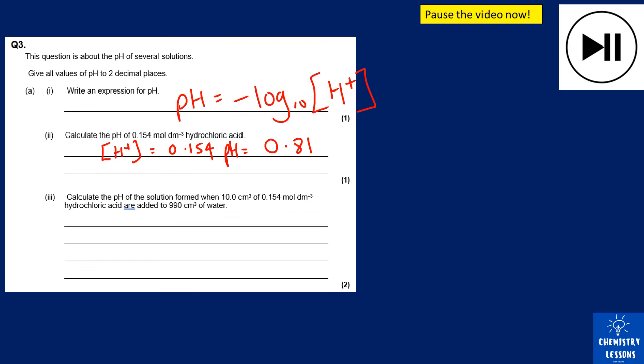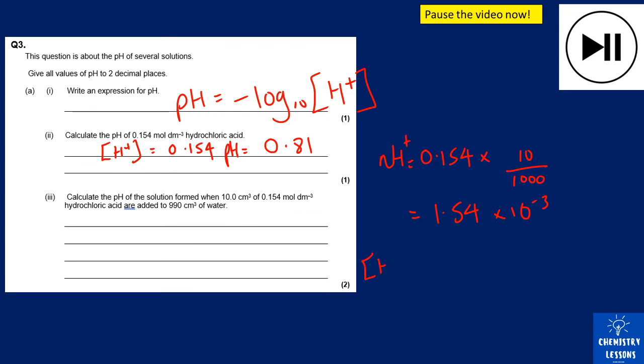Part 3, similar to what you've just done in question 2, so hopefully you found this one a little bit easier this time. So it's calculating the pH, so we know the moles of acid, well no, we don't know the moles of acid, sorry, we need to find the moles of acid. Moles is concentration times volume, which is going to be 0.154 times by the volume, which is 10, but it's 10 over 1,000 because it must be in decimeters cubed. So moles of H plus here, 0.154 times by 10 over 1,000 is equal to 1.54 times 10 to the minus 3.